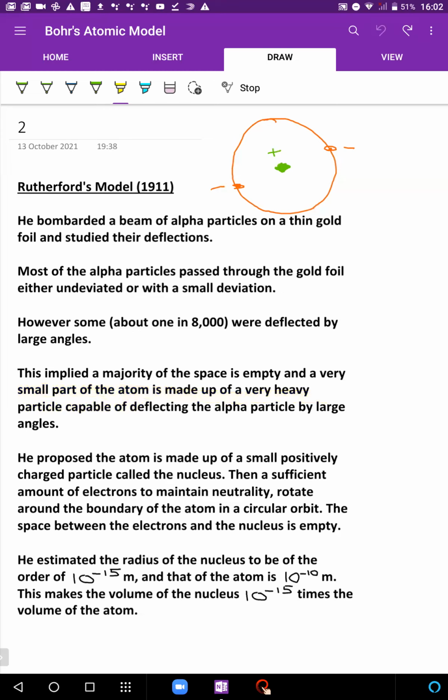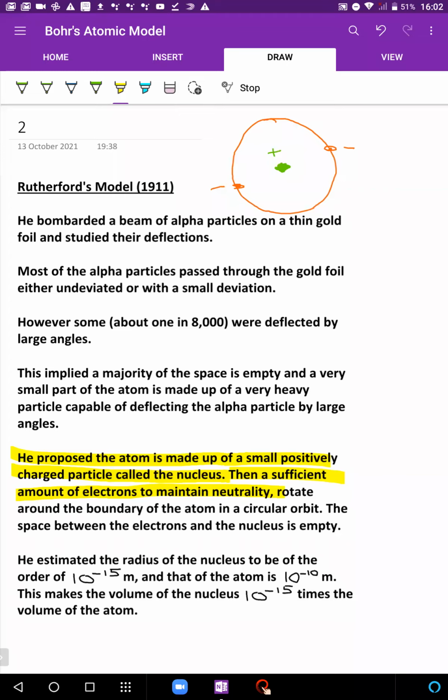So this is what he realized. And based on the number of alpha particles that were deflected by large angles, he in a way did the math behind it, and he proposed that the atom is made up of a small positively charged particle called the nucleus, okay, and then a sufficient amount of electrons to maintain neutrality. Sufficient amount of electrons means whatever the charge of the nucleus is, there should be that much negative charge, because overall it was neutral.